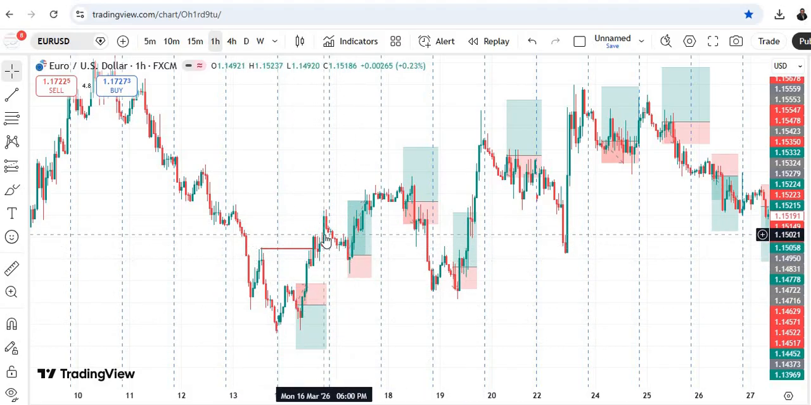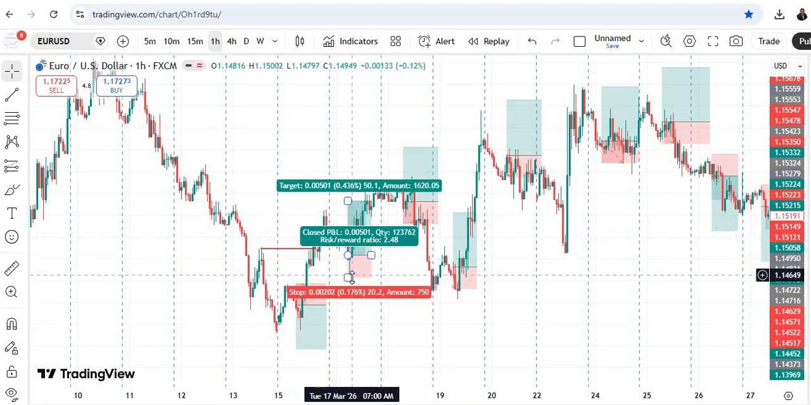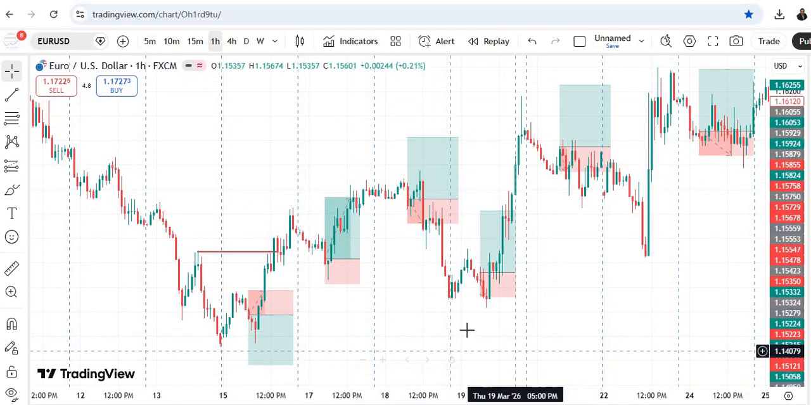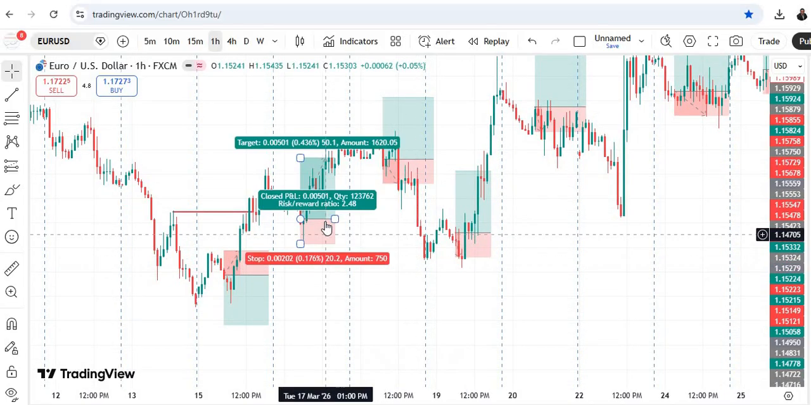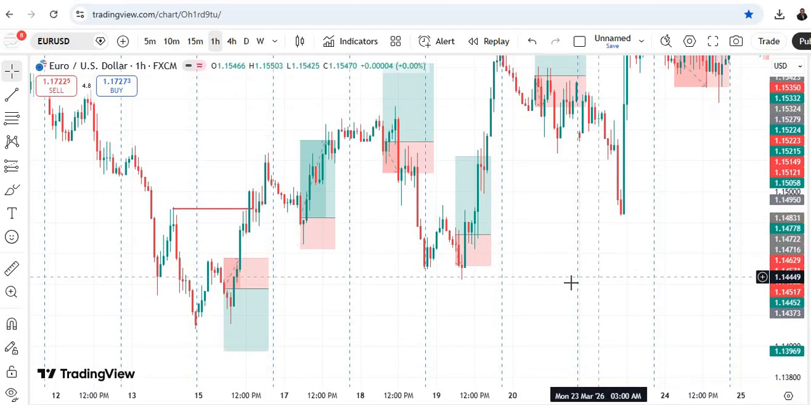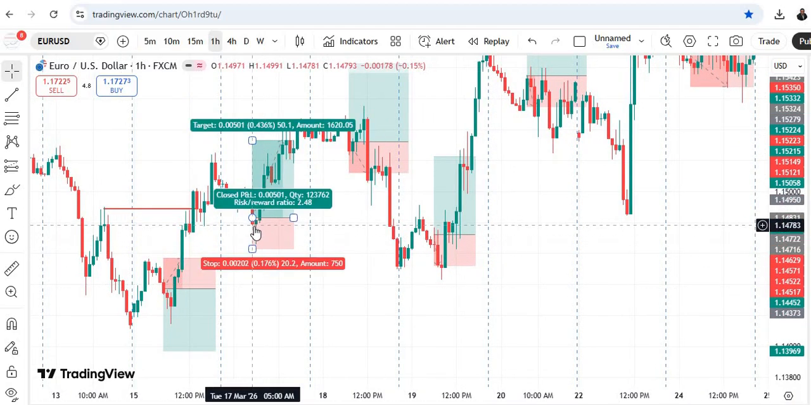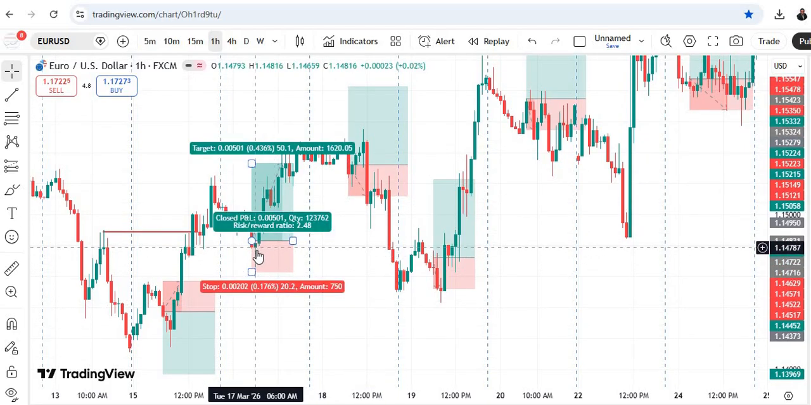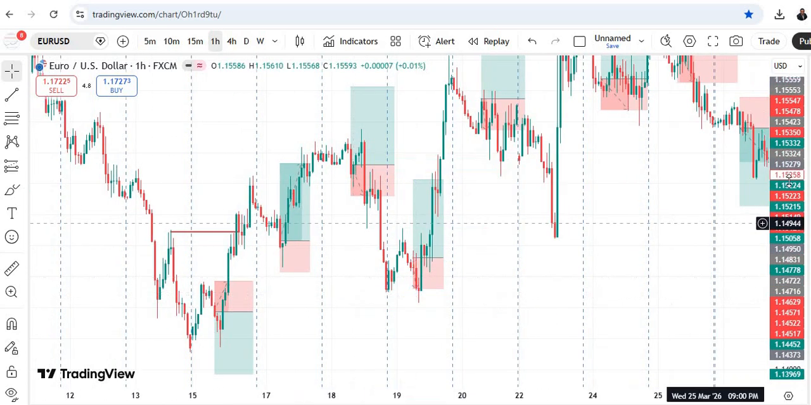So once we had a break, I was waiting for a pullback. Immediately I saw a pullback. That was the next day. One of the things that made me take this buy was I also saw this rejection candle, this bullish rejection like a hammer. Some people call it a pin bar. So immediately I saw this, I entered a buy.